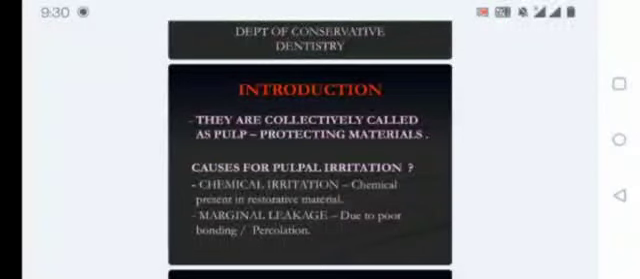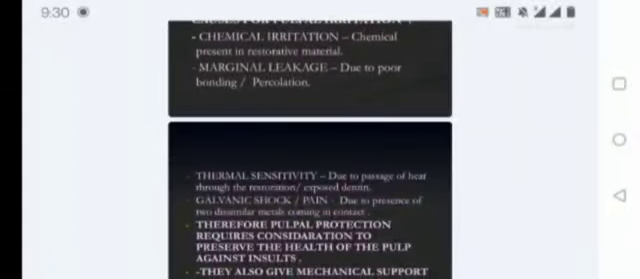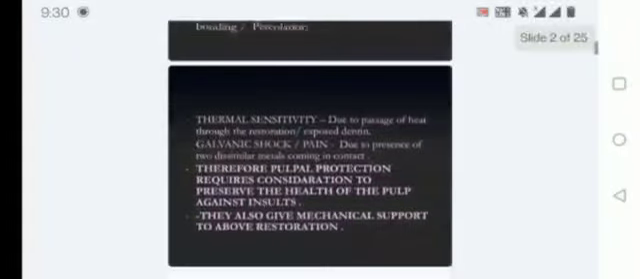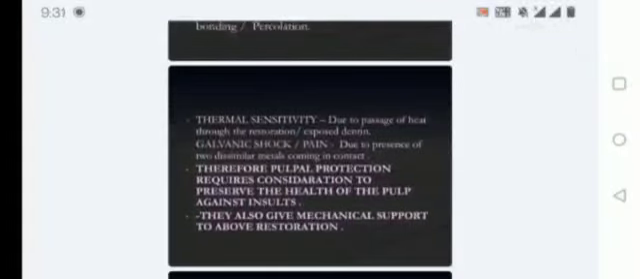It could be chemical irritation, that is chemicals present in the restorative material, or it could be due to marginal leakage due to poor bonding or percolation. Or it could be because of thermal sensitivity due to passage of heat through the restorative material, the exposed dentin, or it could be a galvanic shock or pain, that is due to the presence of two dissimilar metals coming in contact. So therefore, pulp protection requires consideration to preserve the health of the pulp against such insults.